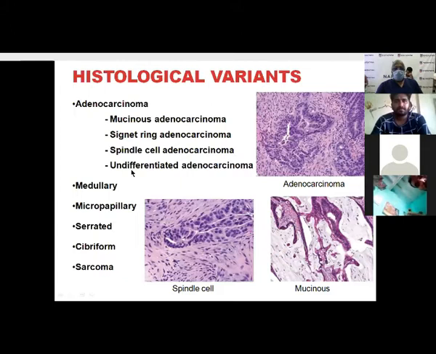Histological variant, it can be a mucinous adenocarcinoma. In general, it's called the colloid carcinoma, and it signifies that there is an extracellular colloid. Whereas a signet ring is an intracellular colloid, which pushes the nucleus to one side and appears in the form of a signet ring. The prognosis is very bad. The other one is a spindle cell adenocarcinoma. Another is an undifferentiated adenocarcinoma. The other varieties are called medullary, micropapillary, serrated, cribriform and sarcoma, which are only of theoretical interest.